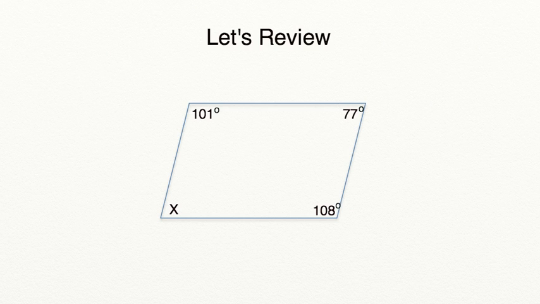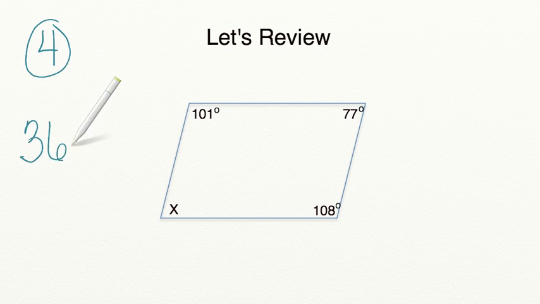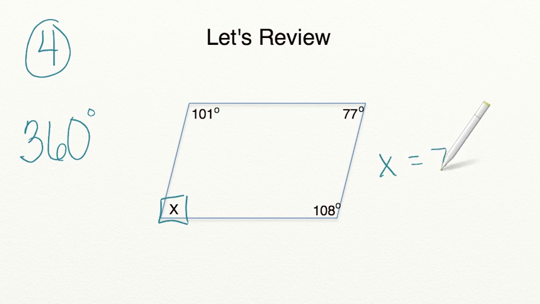Let's review what you've learned in today's lesson. A quadrilateral is a 4-sided polygon. The sum of all 4 angles in a quadrilateral will always equal 360 degrees. In order to find the missing measurement of an angle in a quadrilateral, you can either add the sum of the 3 known angles and then subtract from your whole, which is 360 degrees, or you can continually subtract each measurement from your whole, which will give you your missing angle's measurement.